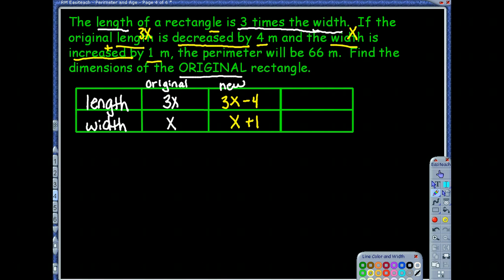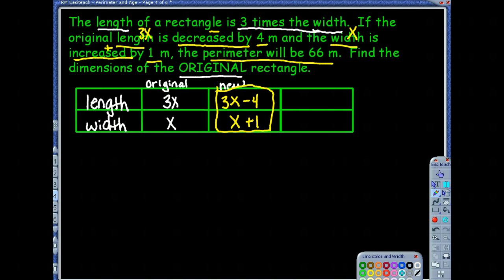Now they tell me that the perimeter will be 66. Notice that that perimeter being 66 is part of the sentence that's talking about these new dimensions. That means that the perimeter is going with this new information. This is what I'm writing my equation with. So let's go ahead and write our equation. We're going to come back to the last sentence in just a second.